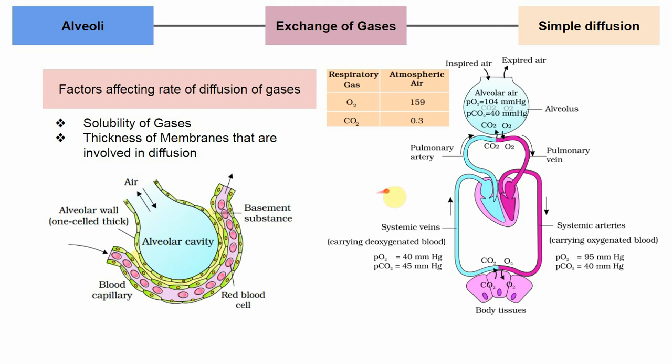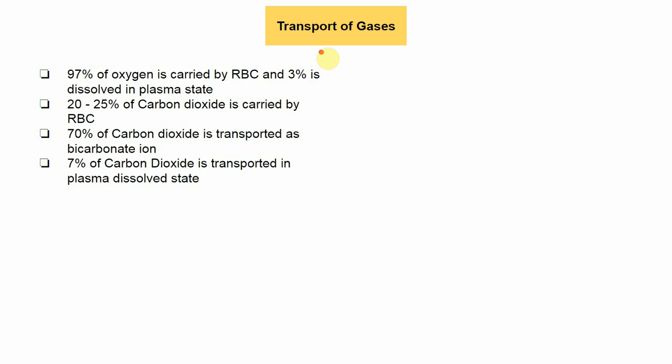Now we can move on to the next part, the transport of gases: how the respiratory gases are transported in the blood. Around 97% of the oxygen is carried by RBC, and around 3% is dissolved in the plasma. 20 to 25% of the carbon dioxide is carried by the RBC, and around 70% of the carbon dioxide is transported as bicarbonate ion, which is the major way of transporting carbon dioxide.